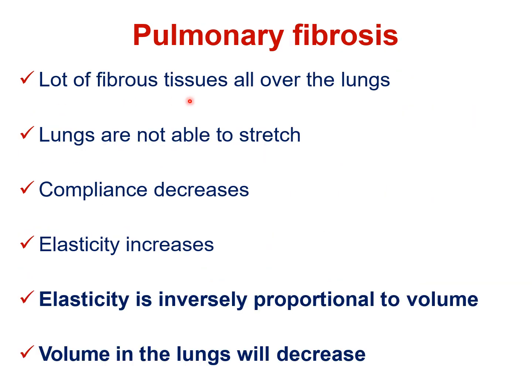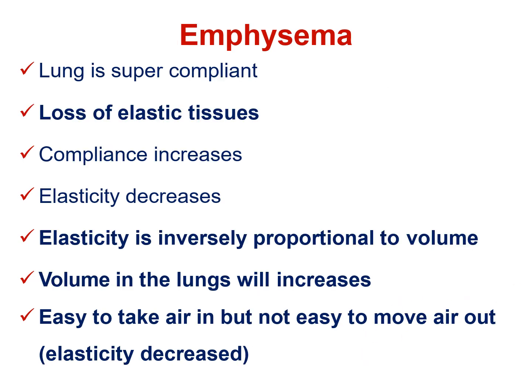In case of pulmonary fibrosis, which is a lung disease, there will be a lot of fibrous tissue all over the lung. You all know the fibrous tissue. It consists of fibroblasts and extracellular matrix containing the fibrillary structures, that is collagen and elastin. Elastin is the main component of elastic fibers. So in this fibrosis, what happens? The content of the elastin increases. So lungs are not able to stretch because of decreased compliance, because the normal tissue is not present, it is replaced by fibrous tissue. Also the elasticity increases because of increased elastin. Elasticity, as we know, is inversely proportional to volume, so the volume will be decreased in the lungs in case of pulmonary fibrosis.